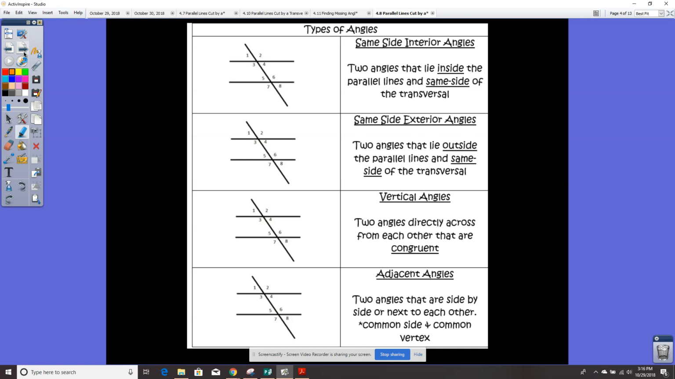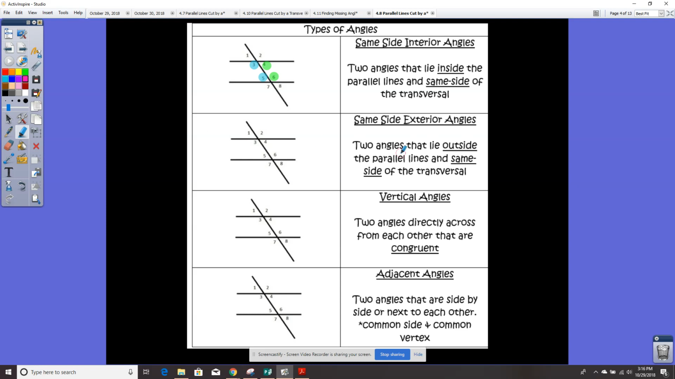Then we have same side interior angles. So these are two angles that lie inside the parallel lines and same side of the transversal. So 4 and 6 would be same side interior angles, and 3 and 5 would be same side interior angles.